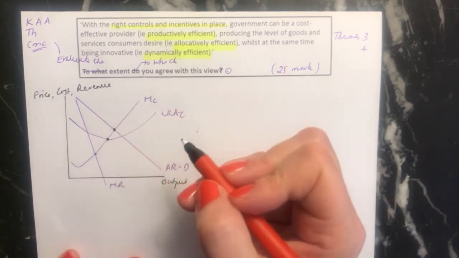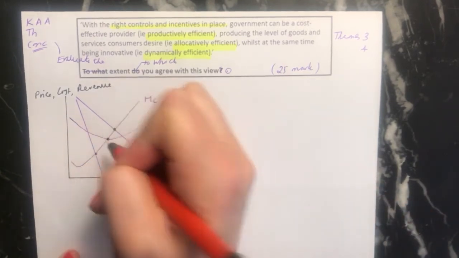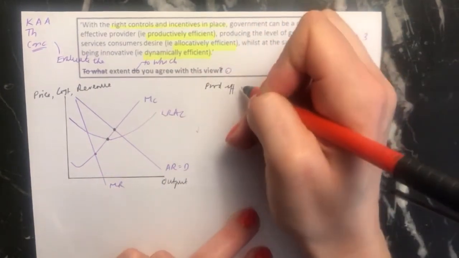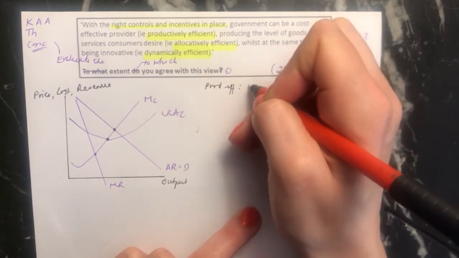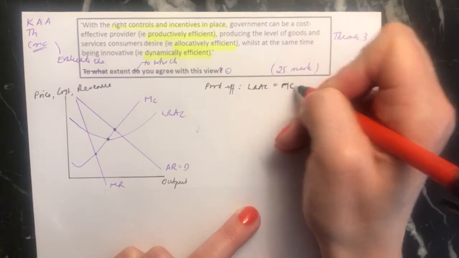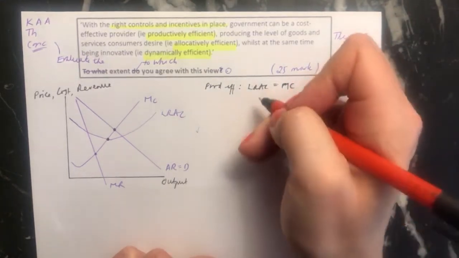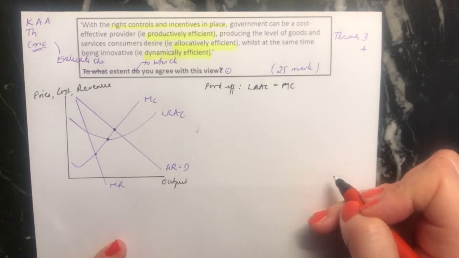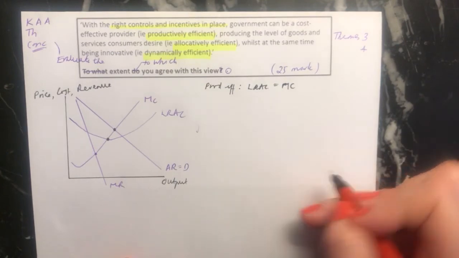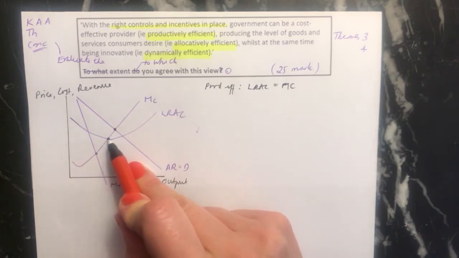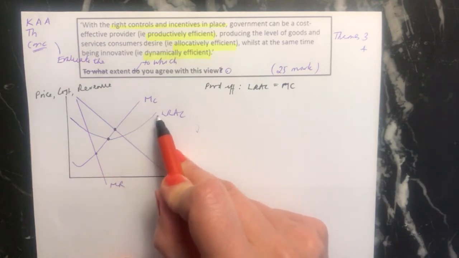You can start off by saying that productive efficiency occurs at this point, and so productive efficiency is where LRAC equals MC. We know that this is the lowest point of the long run average cost curve, so average costs are at their lowest. And this is also to do with gaining economies of scale, because if you're here, you've maximised the amount of economies of scale you can take advantage of. Were you to go up here, you'd start having diseconomies of scale.